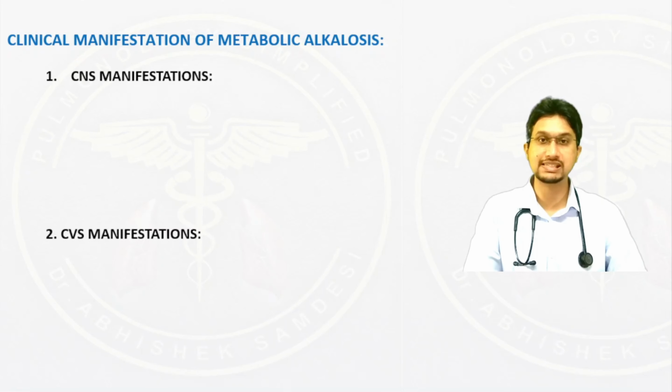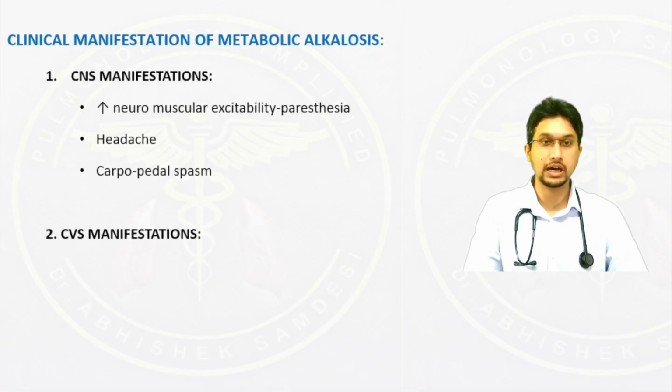Talking about the CNS manifestation, the most common symptoms that the patient develops are increased neuroexcitability resulting in paresthesia. They complain of headache as well as carpopedal spasm. The CVS manifestations in metabolic alkalosis are hypotension and cardiac arrhythmias. The cardiac arrhythmias can be correlated with hypokalemia.